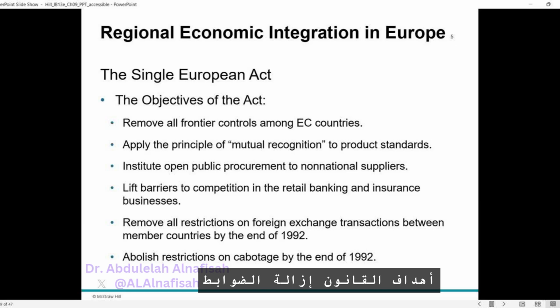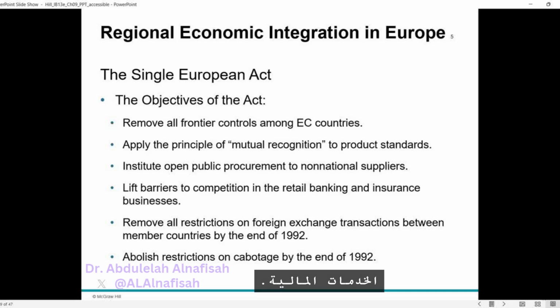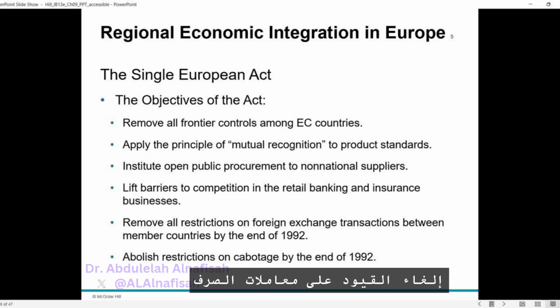Objectives of the Act included removing border controls between member countries to reduce delays and bureaucratic costs, implementing mutual recognition of product standards provided health and safety requirements were met, opening public procurement to foreign suppliers to enhance competition and lower costs, lifting barriers in retail banking and insurance to decrease financial service costs, abolishing restrictions on foreign exchange transactions and cabotage rights of foreign truckers.